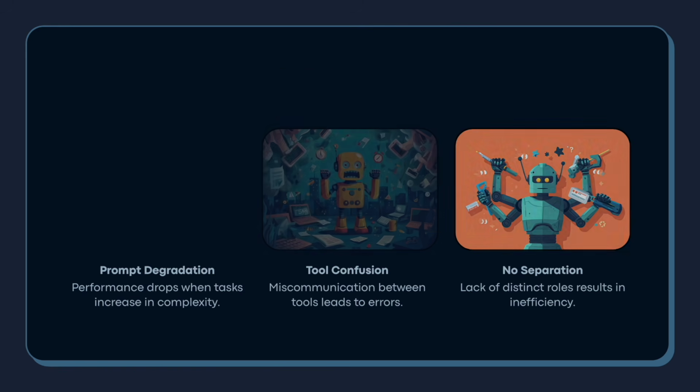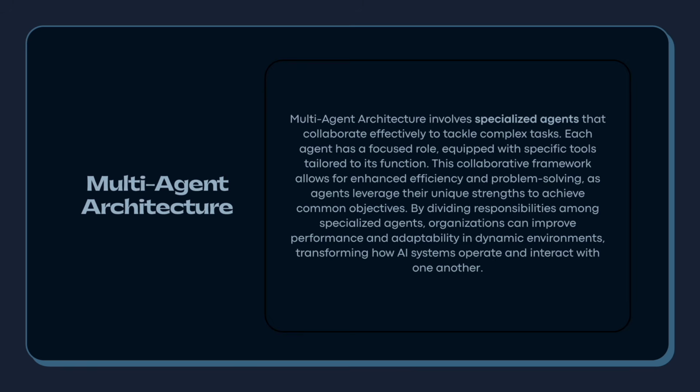So let's talk about the multi-agent architecture. As I have talked about a little bit now, multi-agent architecture involves specialized agents that collaborate effectively to tackle complex tasks, as I've just told you. Each agent has a focused role, okay? So it does one thing well. Each agent has its own set of tools, only what it needs. Not one agent having, for example, 20 or 30 different tools, but each specialized agent has its own set of tools that it needs.